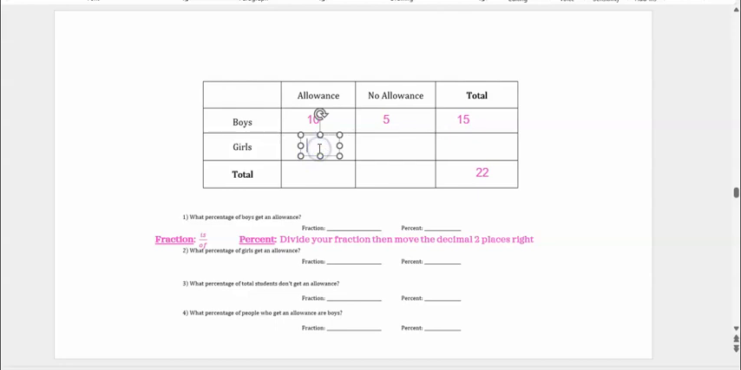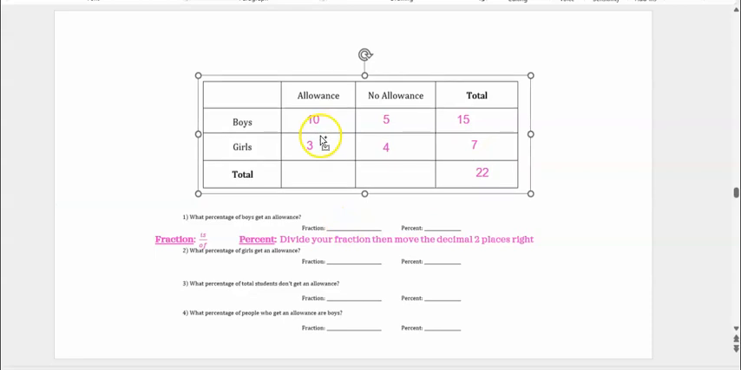Okay, there's 7 girls in that class. And let's say I polled the class, how many girls get allowance? 3 said yes, and let's say 4 said no. And then I can total those numbers. There's 7 girls in that class. Okay, if you step back and look at this, you can add the total here. Boys 15, girls 7, there's 22, 15 plus 7.